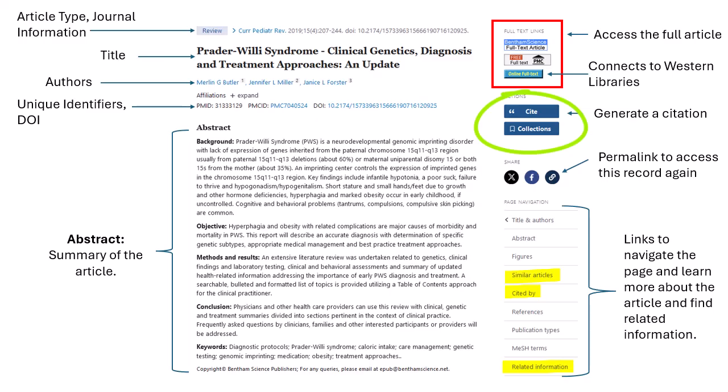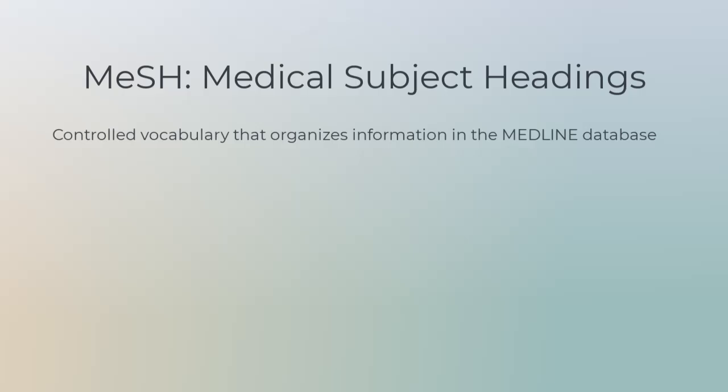You can generate a citation, and you can also create a link that will give you permanent access back to this record in the future. I mentioned this a little earlier. MeSH, or medical subject headings, is a controlled vocabulary that is used to organize information in the MEDLINE database.